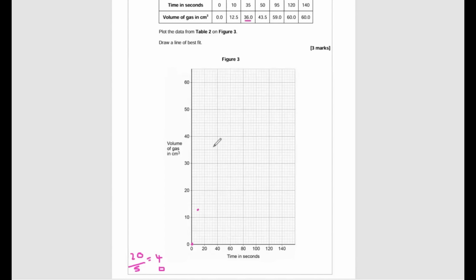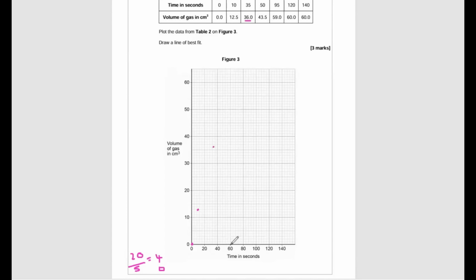34. These go up in fours. 24, 28, 32, 36. Yeah, it's in there. And then we're going up to 36 in the volume of gas, which is there. So I'm going to put that right in there. It's hard because each square is worth 4. I mean, that is pretty brutal.